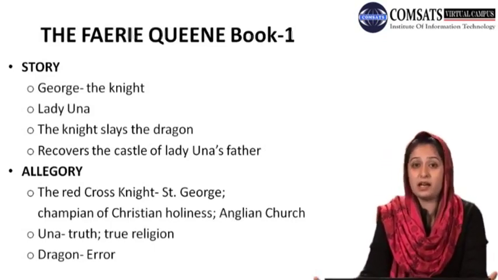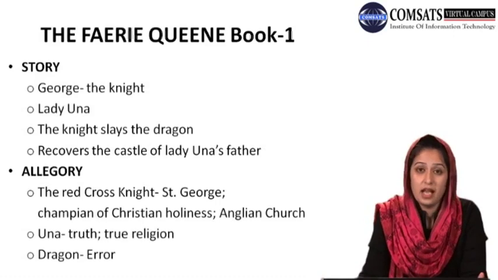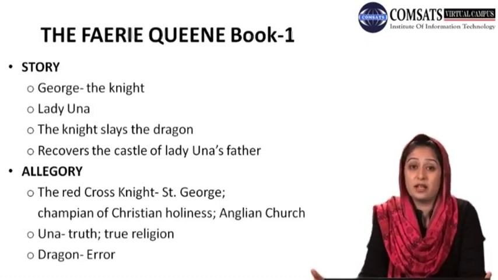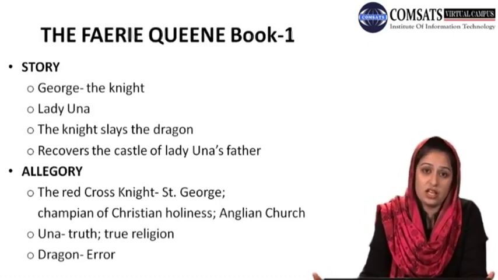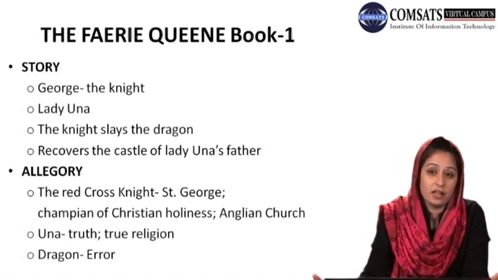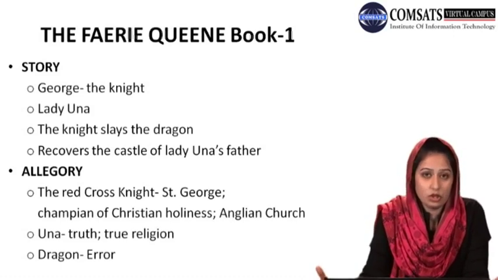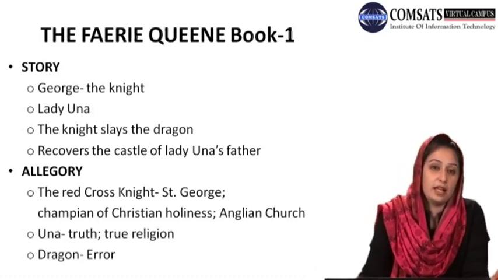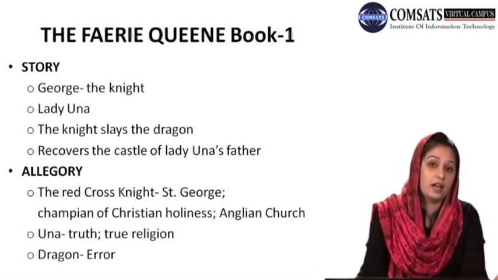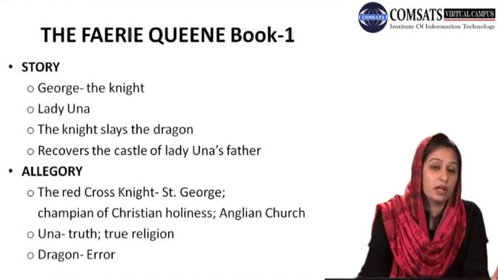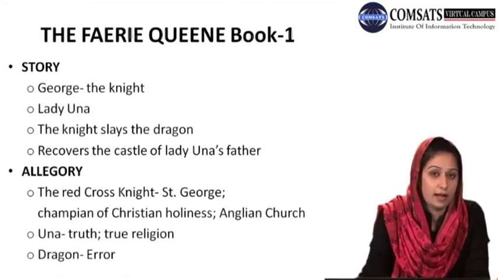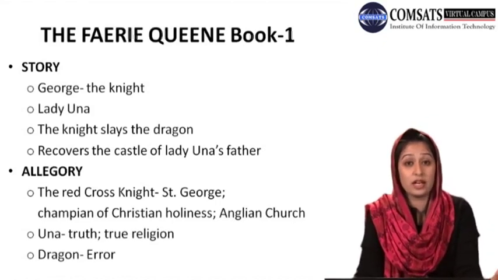उसके बाद we had a number of lines here, that was a sort of digression. Digression is basically the diversion from the main topic of the story. अब जो main story है उसमें तो क्या है कि Lady Una, Queen Gloriana के पास आई है, और उनके fathers की जो state है, वो dragon ने उस पर कब्जा कर लिया और उन लोगों को उस जगह से निकाल दिया.